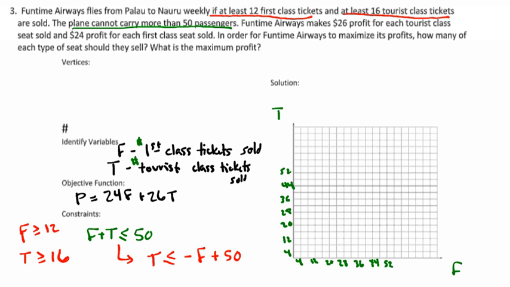Okay, and so what do I know about F? It needs to be greater than or equal to 12. Okay, there's the line 12. Straighten that up. And then we'll do the line T has to be greater than or equal to 16. That line's right there. So we're looking up in this area. And then the last one, negative F plus 50.